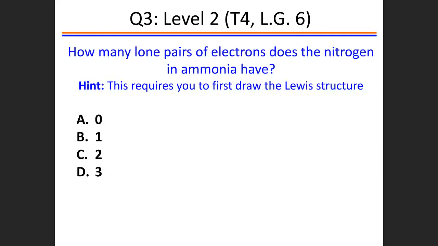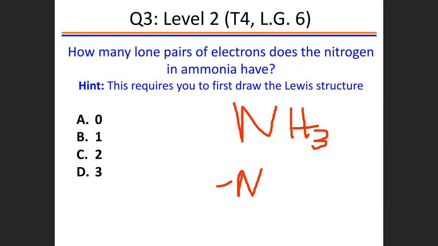How many lone pairs of electrons does the nitrogen in ammonia have? So you need to find the ammonia structure. Actually, this is NH3, ammonia, and if ammonium, then 4. So how many lone pairs of electrons does the nitrogen in ammonia have? So let's draw it, how many nitrogen we have.